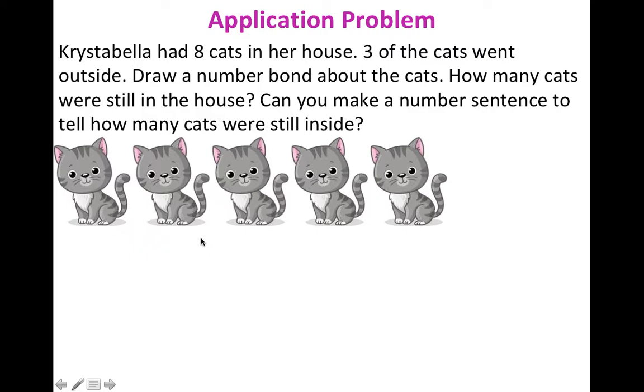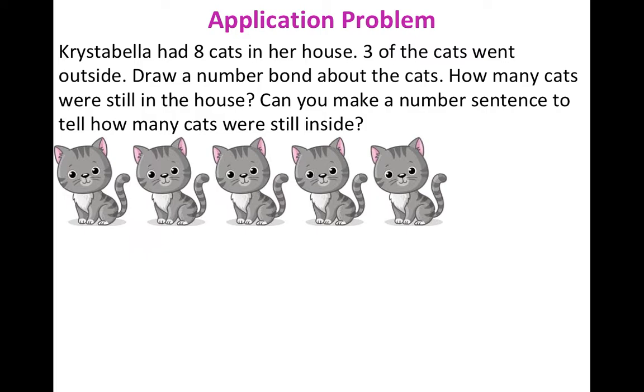So we already know that this is a 5-group way we drew the picture, right? So we drew the 5-group way, and 3 of them went outside as I showed you. So that means this is 5 cats. So how many cats are still inside the house? Please call out. That's right, we have 5 cats.